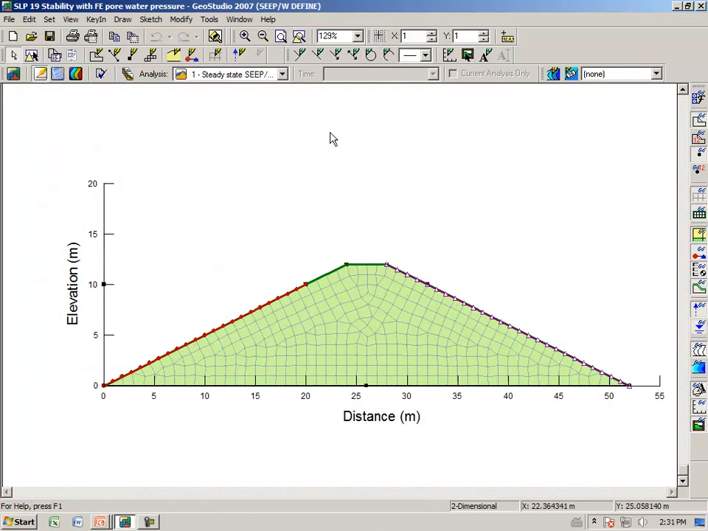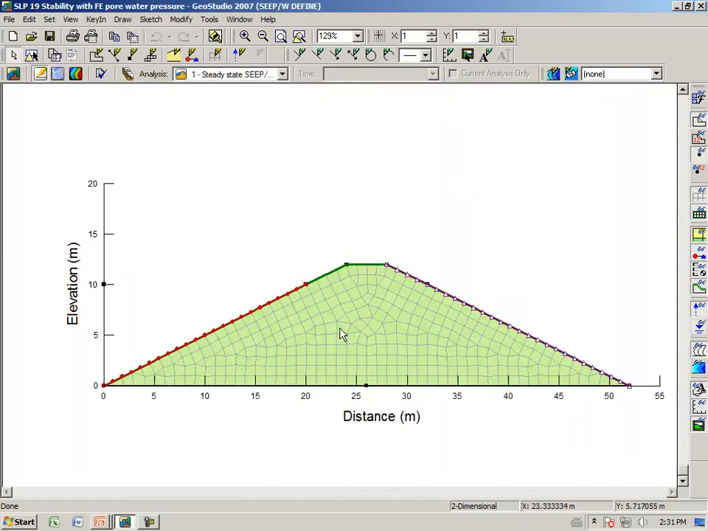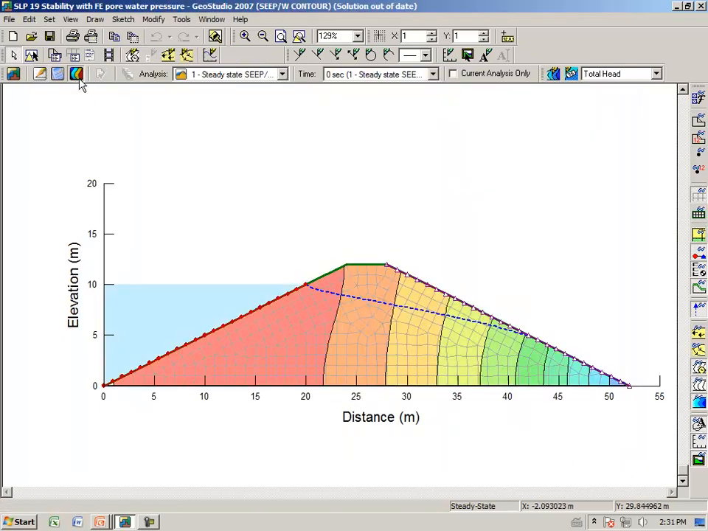We can turn off the snap to grid. Now the first thing we need to do is look at the analysis tree, and we see that we have started here by doing a steady state seepage analysis. So the first thing that was done was to do the steady state seepage analysis using SEEP/W.